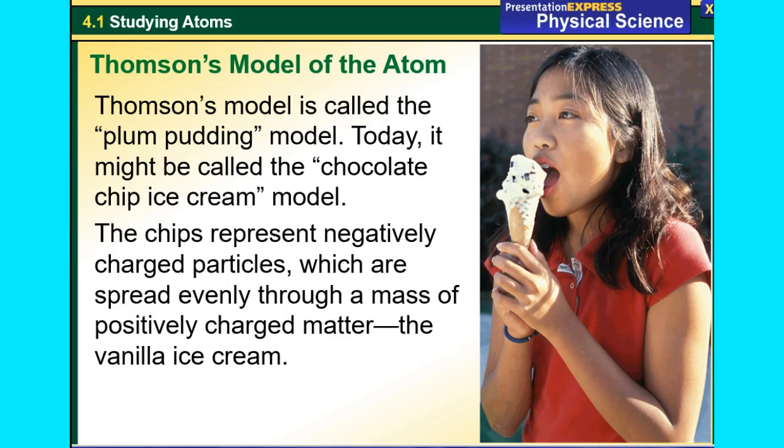Thomson's model of the atom is called the plum pudding model. Today it might be called the chocolate chip ice cream model. The chips represent negatively charged particles, which are spread evenly through a mass of positively charged matter, the vanilla ice cream.